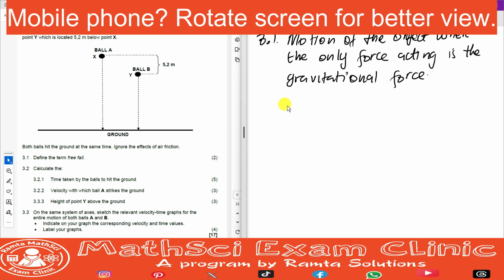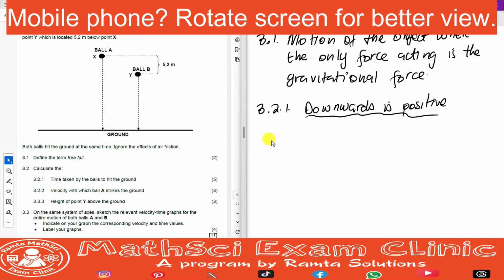Right, 3.2, calculate 3.2.1, the time taken by the balls to hit the ground. So this is very important. I will choose one. Maybe let me choose downwards being positive. So let me say downwards is positive. Guys, even if you choose upwards being positive, it's still okay.